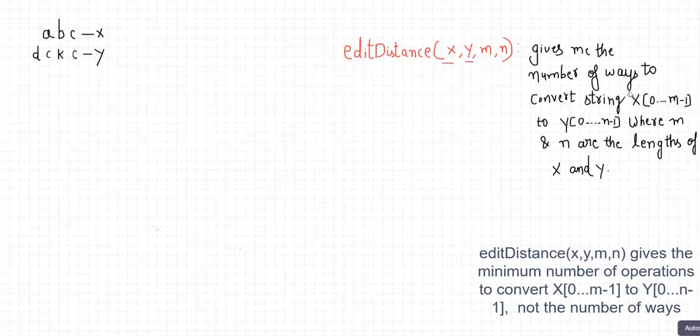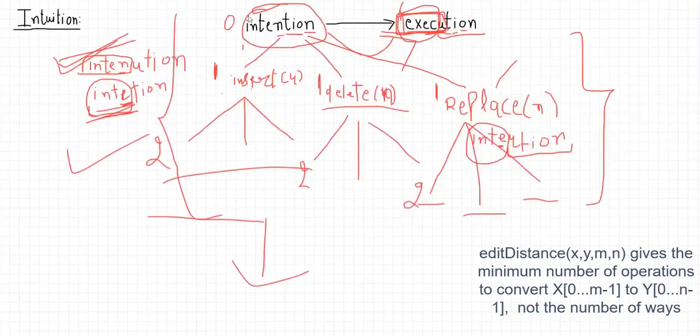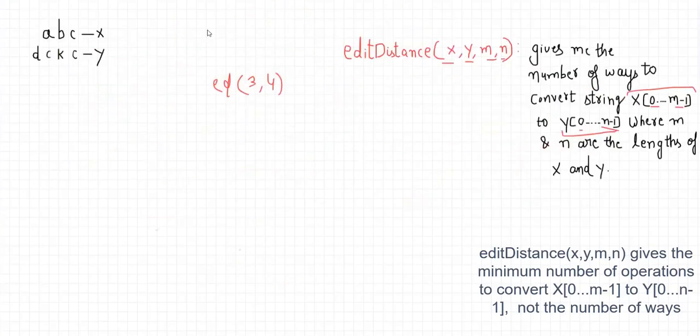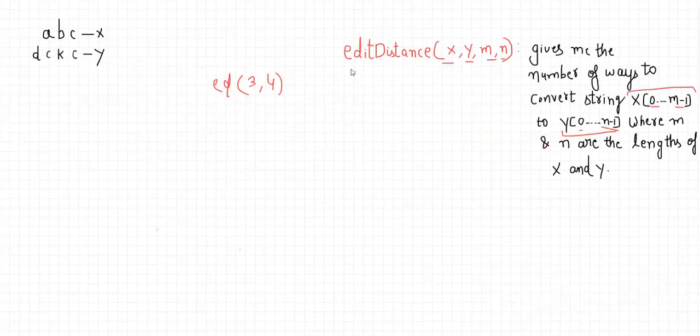So this is the substring that I want to convert: x from 0 to m minus 1, and y from 0 to n minus 1. Initially this function, let's call it ed, is called at the last index, which is 3 for string x and 4 for string y, because the length of string x is 3 and the length of string y is 4. So this function will return me the minimum number of moves to convert x into y. Fine. So this is a recursive function. Let's see how the body of this function will look.